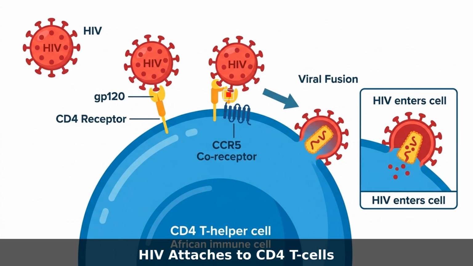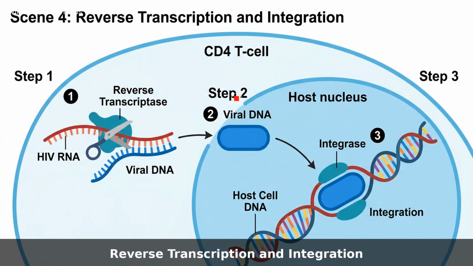Unlike human cells, HIV carries its genetic information as RNA. Using an enzyme called reverse transcriptase, the virus converts its RNA into DNA. The newly formed viral DNA then enters the nucleus of the infected cell. Another viral enzyme called integrase inserts this viral DNA into the host cell's DNA. At this point, the infected cell unknowingly carries the virus as part of its own genetic material. The virus can remain inactive for some time, or begin producing new viruses immediately.